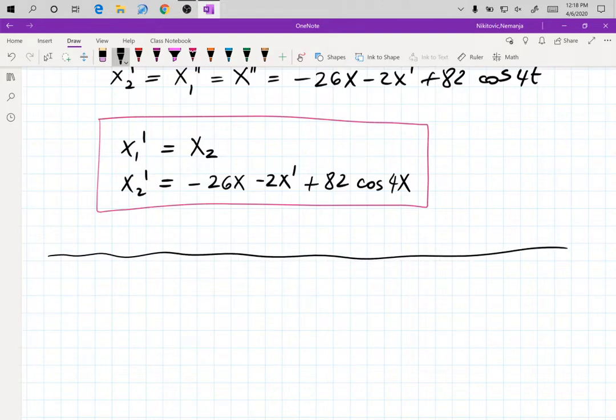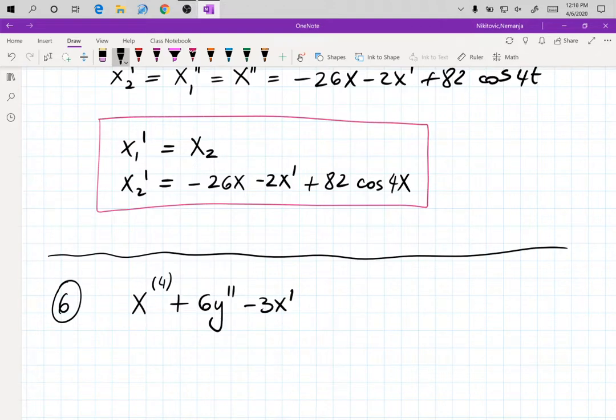All right, let's take a look at, well, they have fourth orders. Chapter problems 5 and 6 are fourth order. So why not? Let's go with the fourth order. Here, problem 6: x to the fourth order plus 6y double prime minus 3x prime plus x equals cosine 3t.